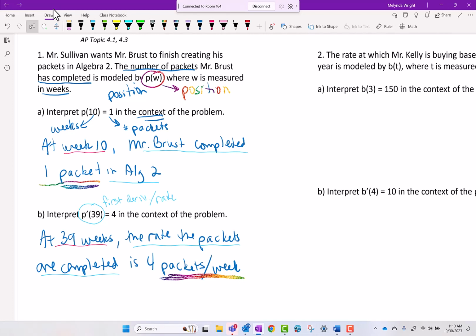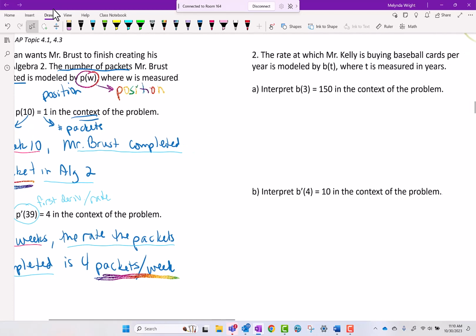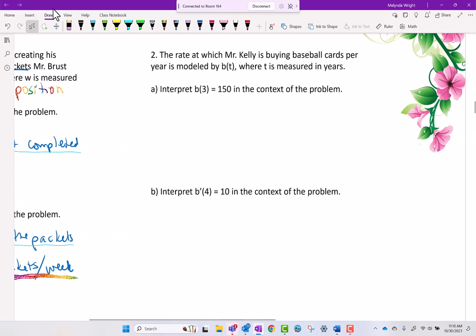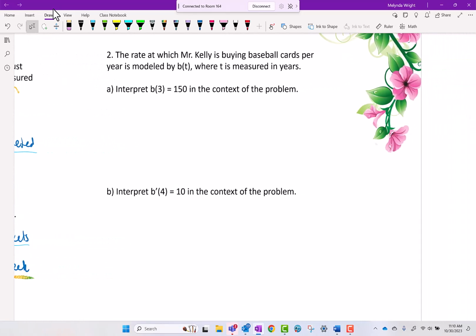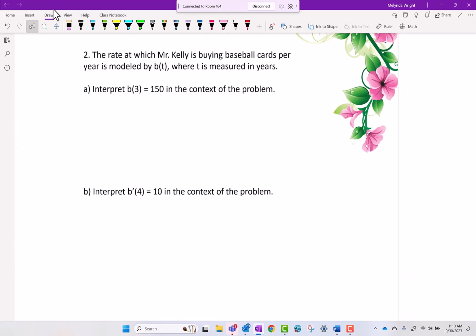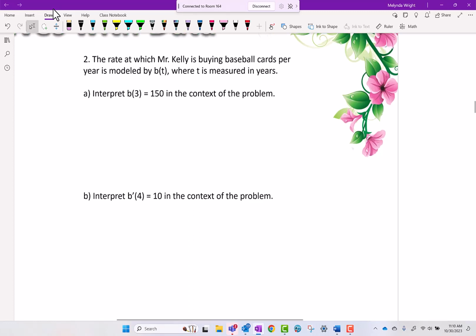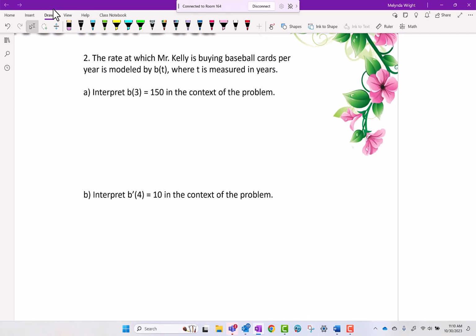The second problem, we're actually not given a position. Let's read through it. The rate at which Mr. Kelly is buying baseball cards per year is modeled by B of T. That means that is a first derivative. That's a rate, right? That is not a position. That's not the number of cards he's buying. It's the rate that he's buying.